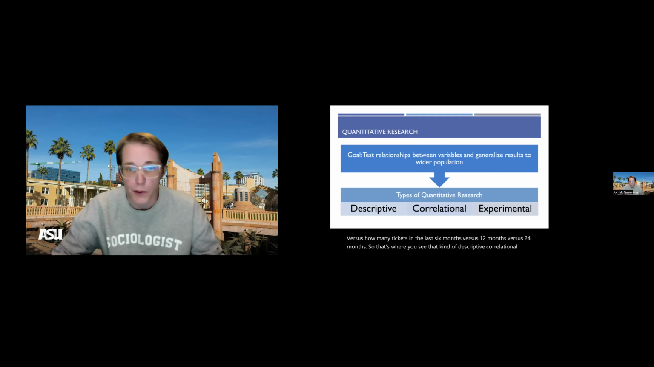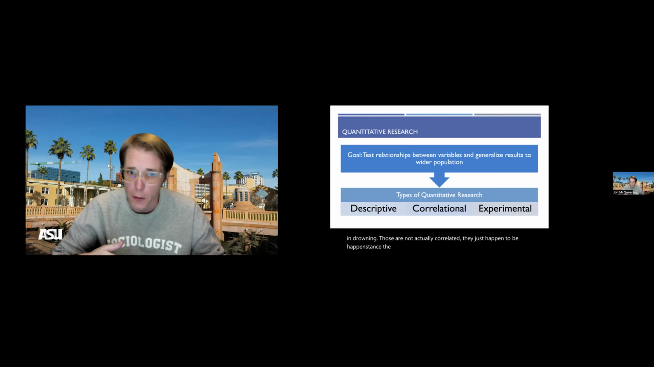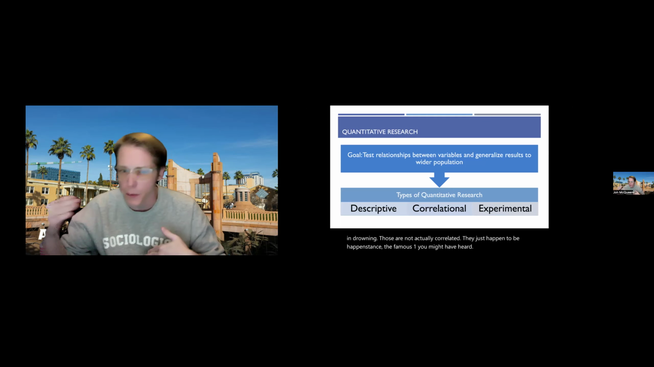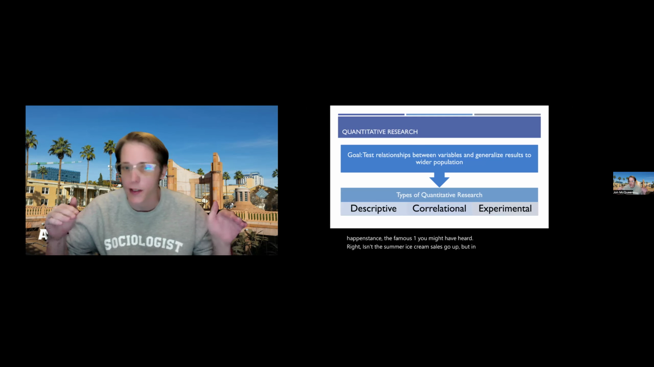A fun one for you if you're not familiar: correlation and causation issues, and why we want to make sure correlation matters. When there is a new Nicolas Cage movie, historically, there has been an increase in drowning. Those are not actually correlated; they just happen by happenstance. The famous one you might have heard is that in the summer ice cream sales go up, but in the summer murder rates go up.